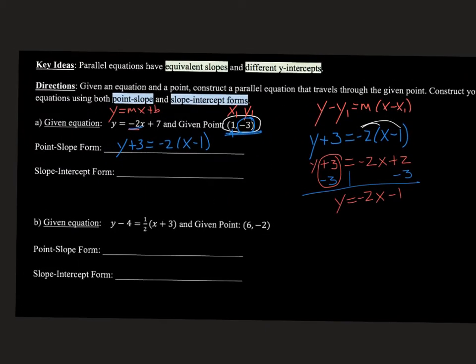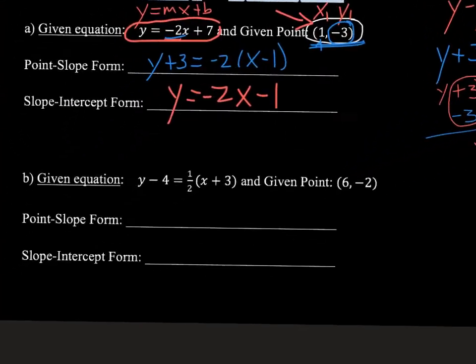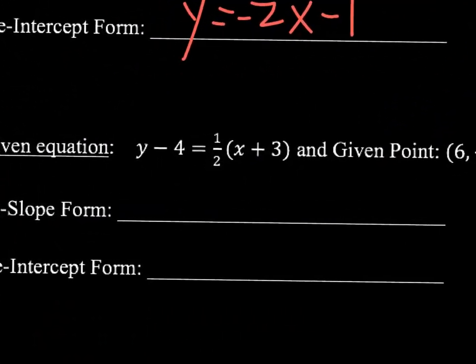So both equations that I wrote here are equivalent to each other. They would represent the same function and the same line when graphed, and they would be parallel to this given equation and travel through this given point here. Okay, so that one we started with slope intercept form.